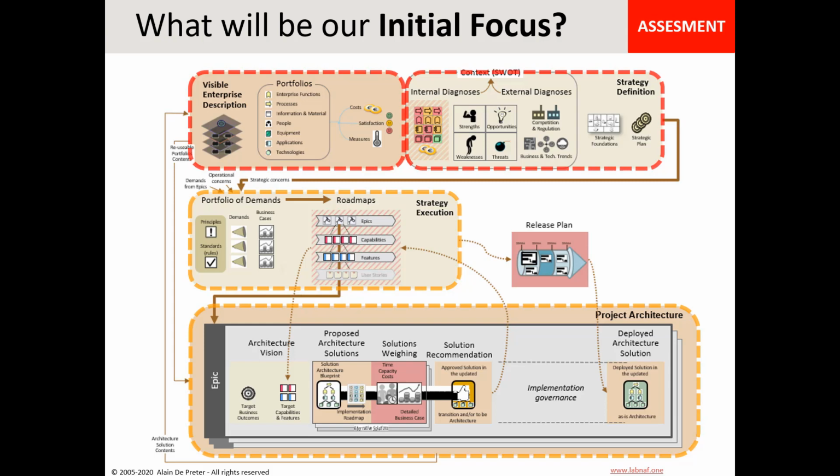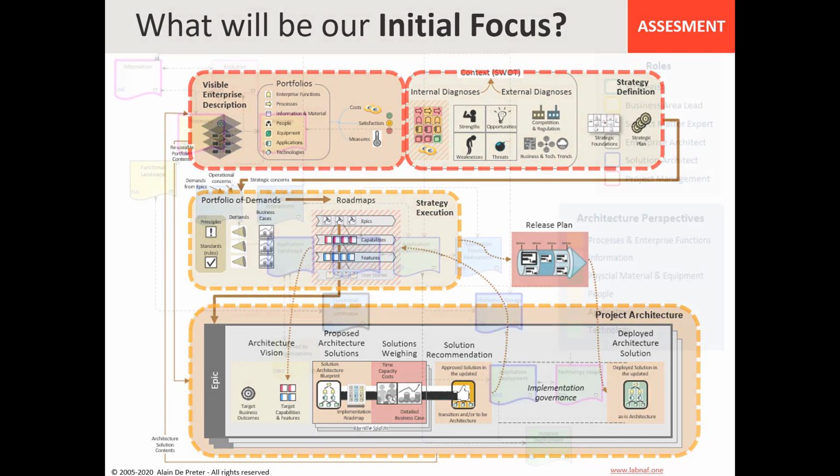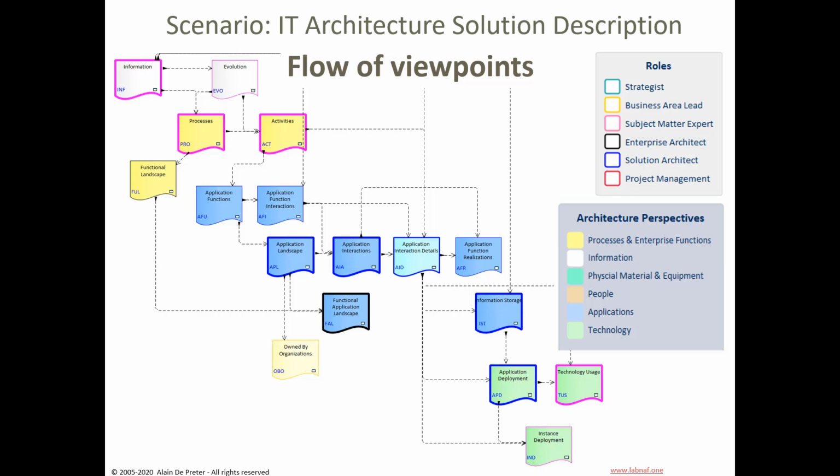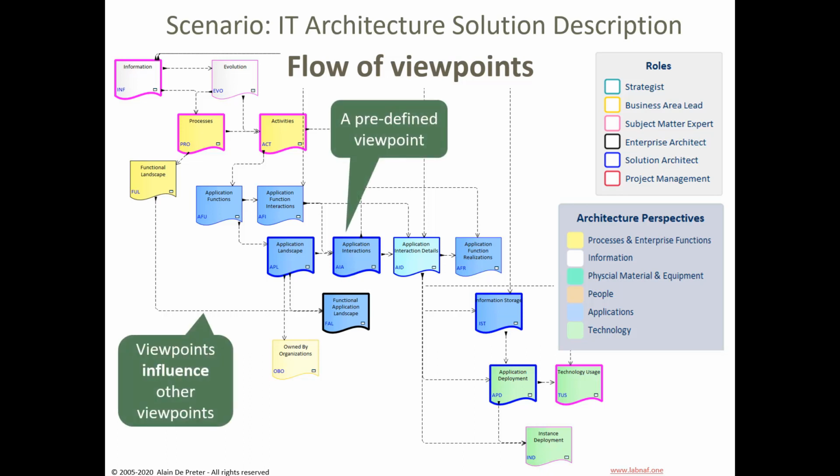What are the views that you deliver in the process, and what is the actual content? In the publicly available Labnaf guidance, the process is also described as flows of viewpoints. These are the types of view that can be delivered. This can be diagrams, charts, and reports. Here we are zooming into a specific scenario. These are the viewpoints for the IT architecture solution. There are other scenarios. You can see what the viewpoints are and their relationships.